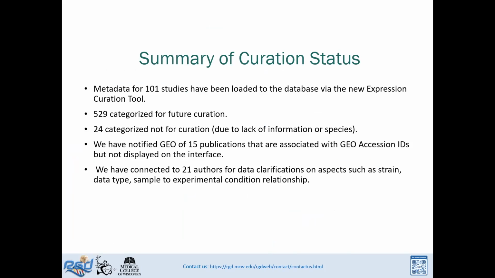So in summary, of the 800 GEO accessions that were assessed at the time I was preparing this talk, 101 of them have been loaded via the new curation tool. Right now, we're just focusing on curating studies that have TPM and FPKM data. 529 were categorized for future curation, and 24 were categorized as not for curation, usually because of the lack of species information. We've notified GEO, we've notified publications that are associated with IDs, and we also needed to reach out to authors for data clarification, so we've done some outreach.